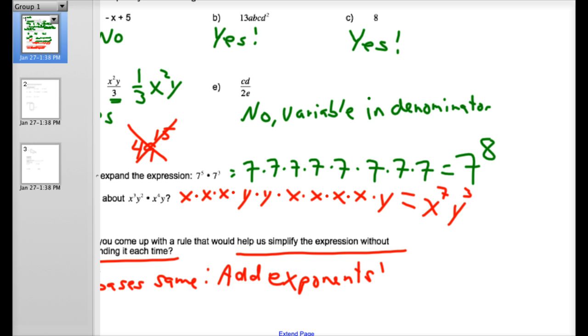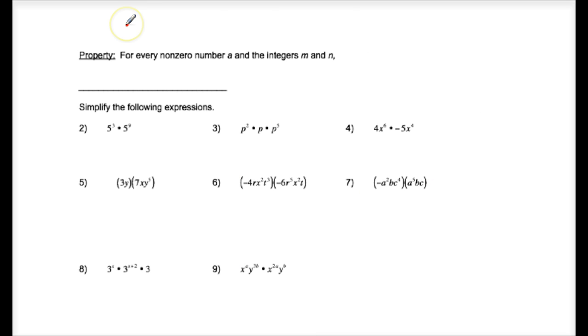All right, let's jump to the back and get a note card out because you're going to learn rule number 1. We don't have much time. Okay.